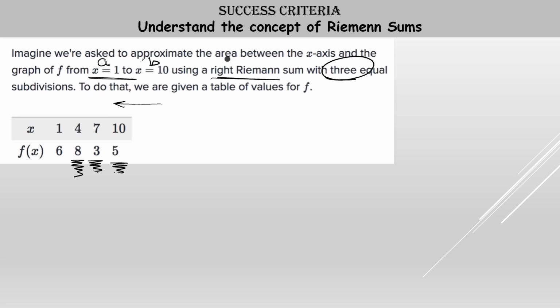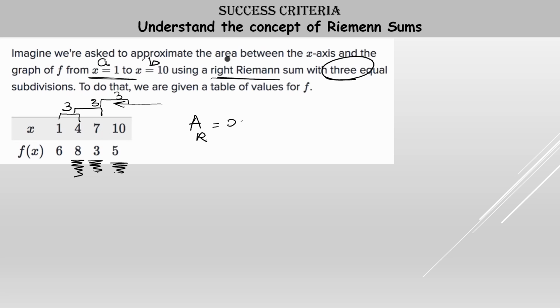Okay, now let's check, is the height the same or different for our scenario? So 1 minus 4 gives us 3. 4 minus 7 also gives us 3. And 7 minus 10 also gives us 3. So in all the cases, our height is 3. Now let's calculate the area using the right Riemann sum.